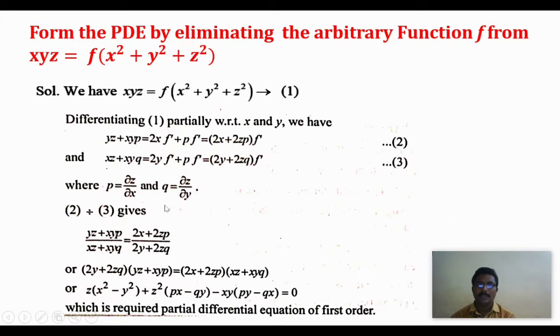Now to eliminate f from these equations, we just have to divide the equations. That is, 2 by 3 gives, clearly f' gets cancelled. Now on cross multiplying and simplifying the equation, we'll get the required partial DE, which is of first order.